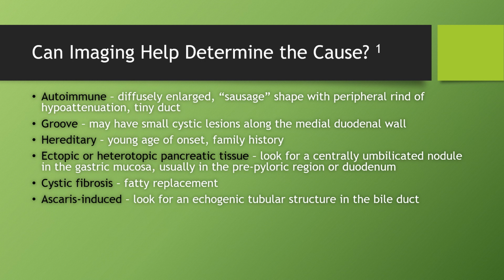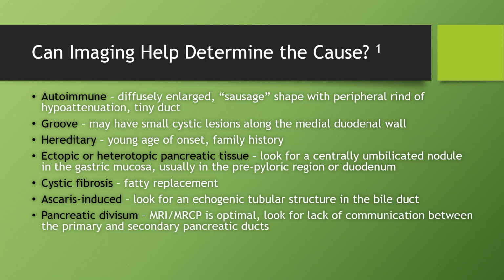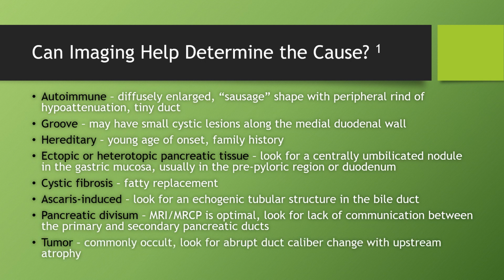Ascaris induced, I've never seen this in real life, but you're going to look for an echogenic tubular structure in the bile duct. Pancreatic divisum, very common. MRI and MRCP is optimal to look for this, and what you're looking for is a lack of communication between the primary and secondary pancreatic ducts.